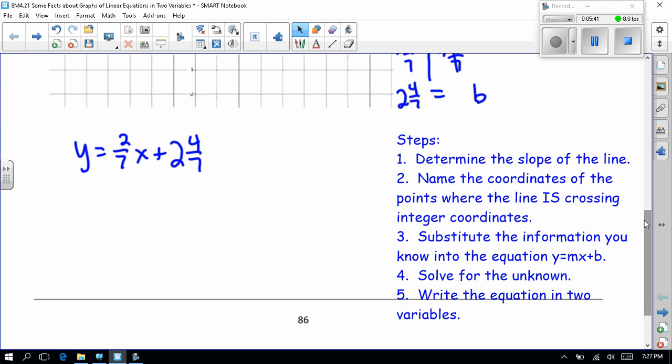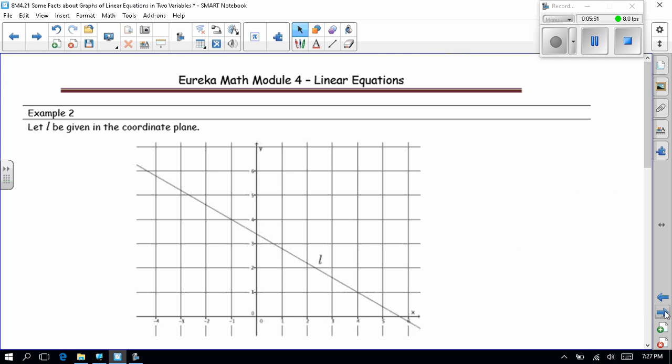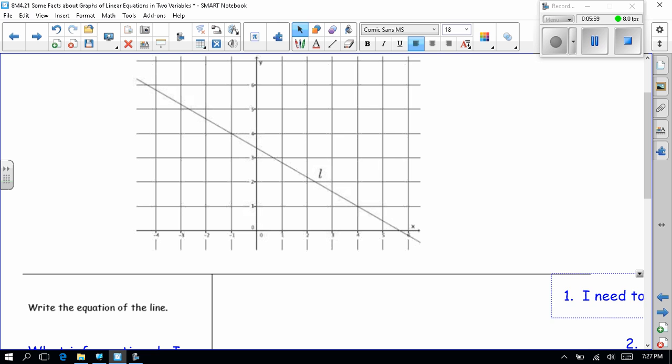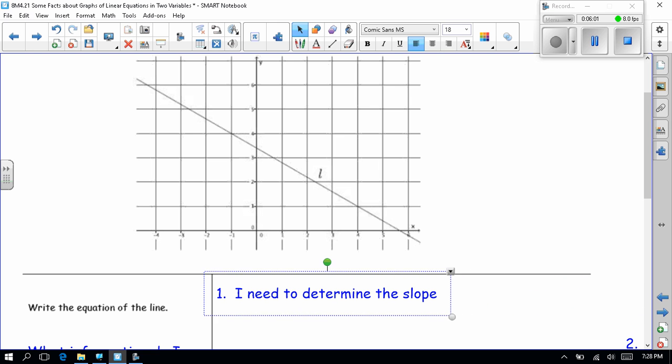If you need to pause the video to take the notes down, go ahead and do that. I am going to move on to the example on the next page. So page 87, we're looking at example 2. It's the same type of situation. We're going to take it step by step. So first, I need to determine the slope of the line.